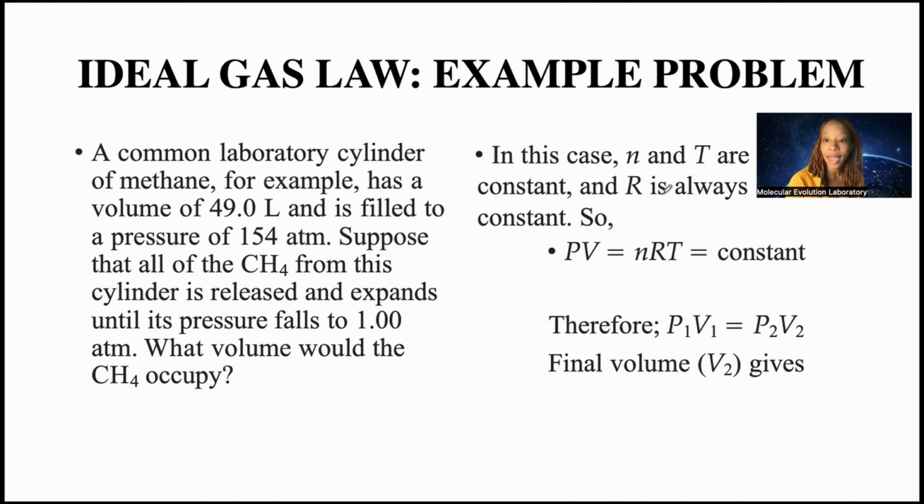In this case, N and T are constant, so the number of moles of methane will be constant. The temperature is constant, and R is always constant, as we remember, which would be equivalent to 0.082. Therefore, P1 V1 will be equal to P2 V2. So we're basically trying to find the volume V2. So we can use Boyle's law to figure out this equation.